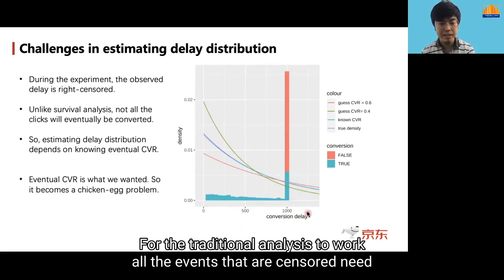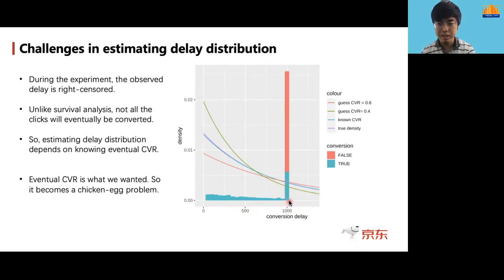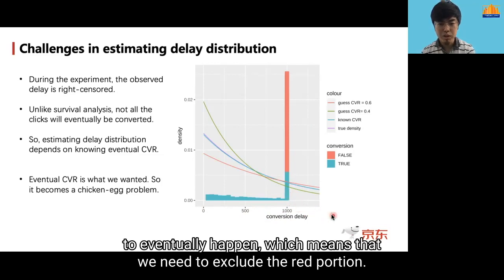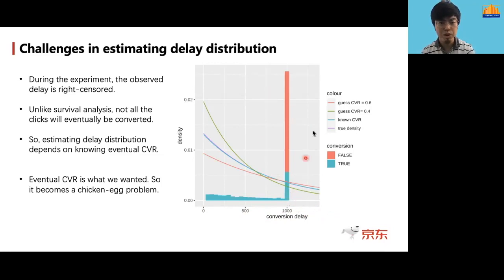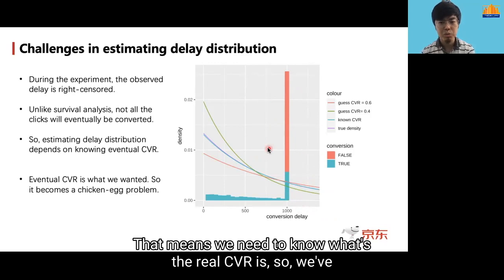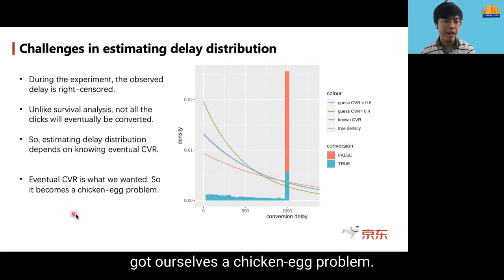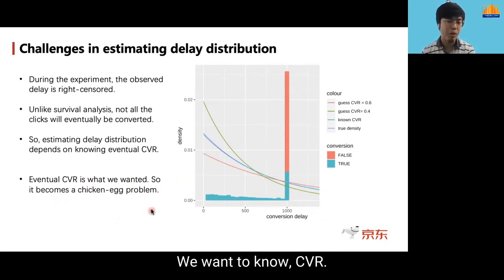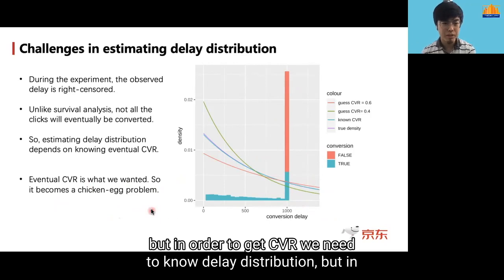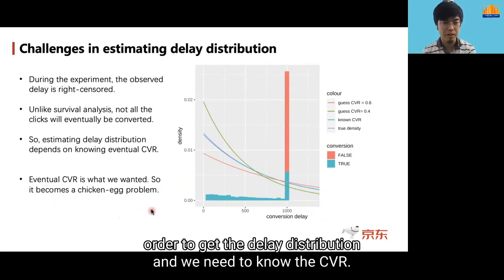For traditional analysis to work, all the censored events need to eventually happen, which means we need to exclude the red portion. So how do we exclude it? That means we need to know what the real CVR is. We've got ourselves a chicken and egg problem. We want to know the CVR, but in order to get the CVR, we need to know the delay distribution. But in order to get the delay distribution, we need to know the CVR.